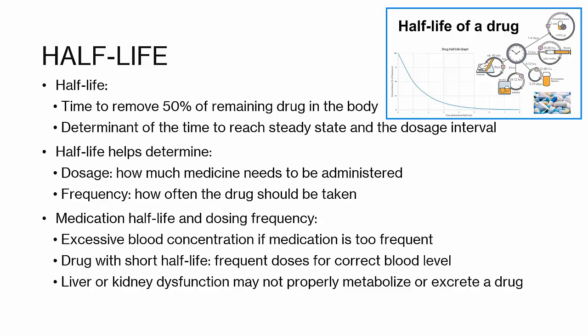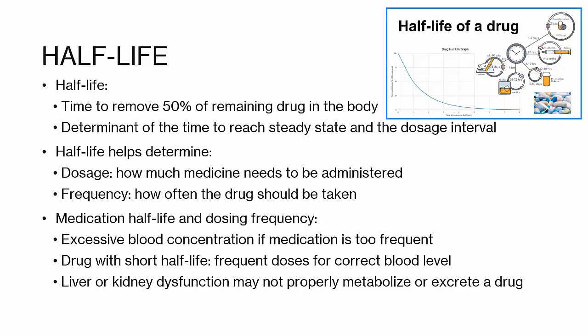Half-life depends on the values of clearance and volume of distribution. For most drugs, it takes 5 half-lives to reach steady state in the plasma. The half-life helps determine the following: the dosage, the frequency, and the duration. The dosage is how much of the medicine needs to be administered. The frequency is how often the drug should be taken, and the duration is how long the drug will remain in the body in significant amounts.